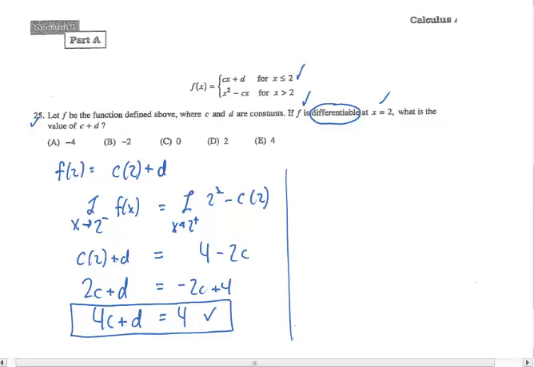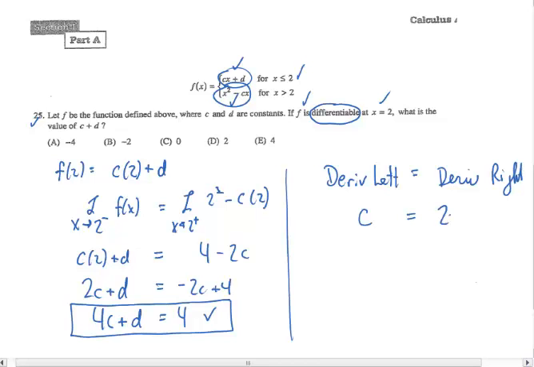The next thing we're going to do is check for differentiability. So differentiability means that the derivative from the left has got to equal the derivative from the right. So in this case, the derivative on the left is just the derivative of cx, because c is a constant. The derivative from the left is c. The derivative from the right is going to be 2x minus c.